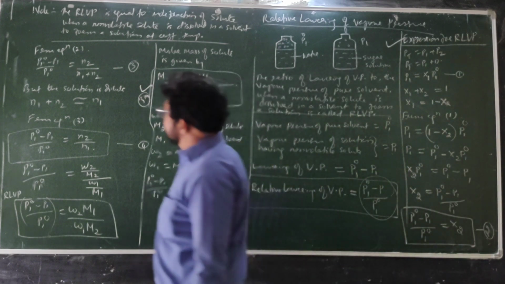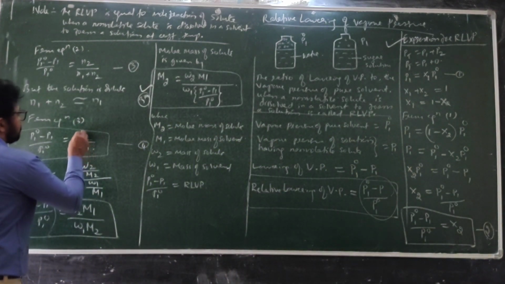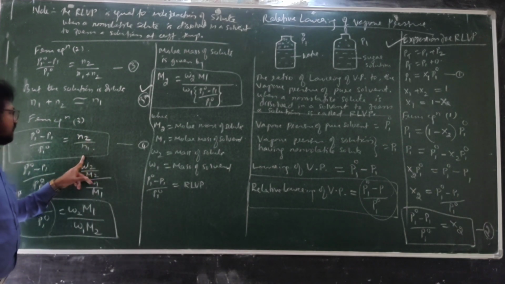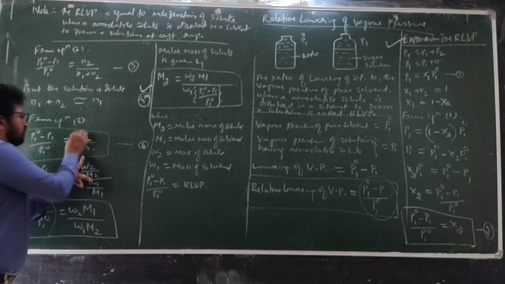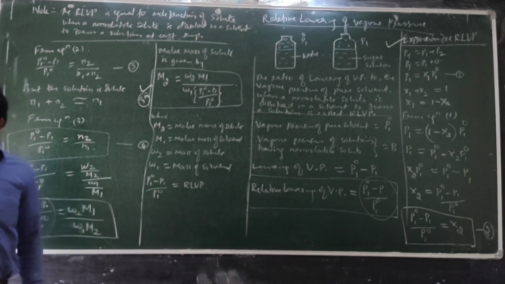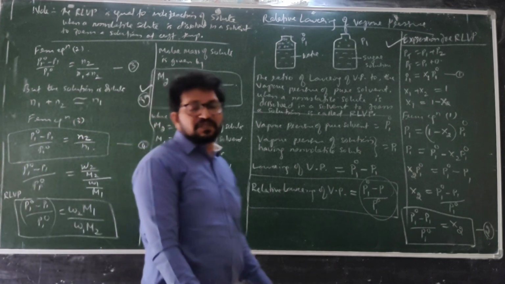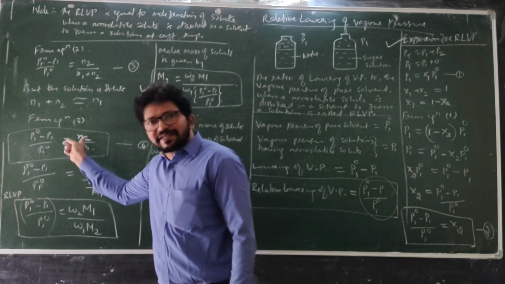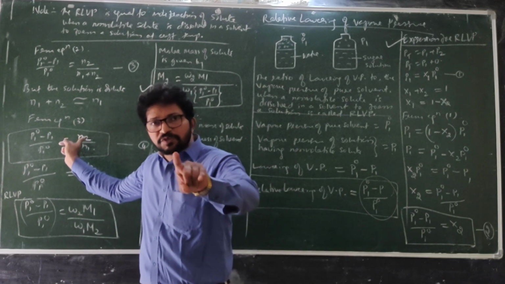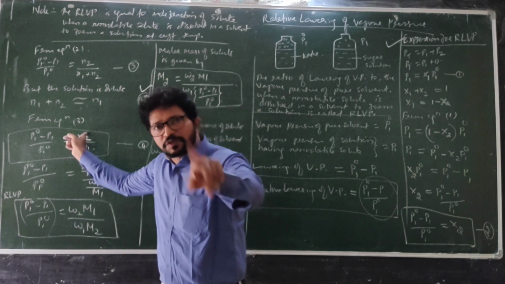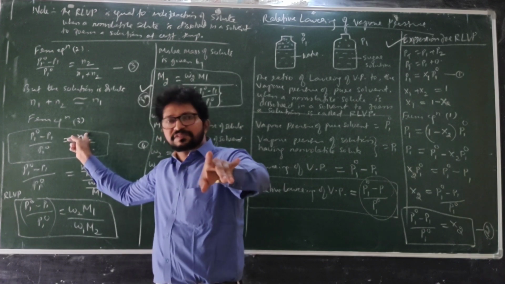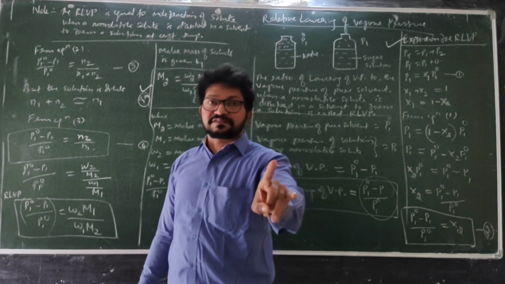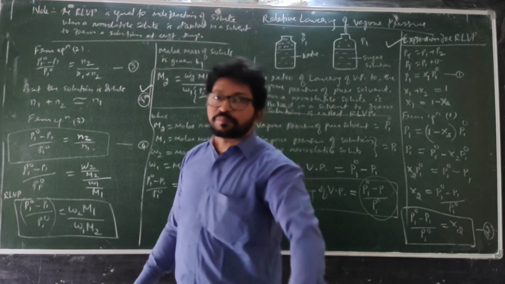You observe this somewhere in between, N2 by N1. Suppose you take the same amount of water, this relative lowering of vapor pressure depends on N2. N2 is the number of moles. Number of moles is proportional to molecules. So which component is not written here? For example, 0.1 mole urea, 0.1 mole glucose also we write. So that means it depends only on the number of solute particles. That is why it is a colligative property.